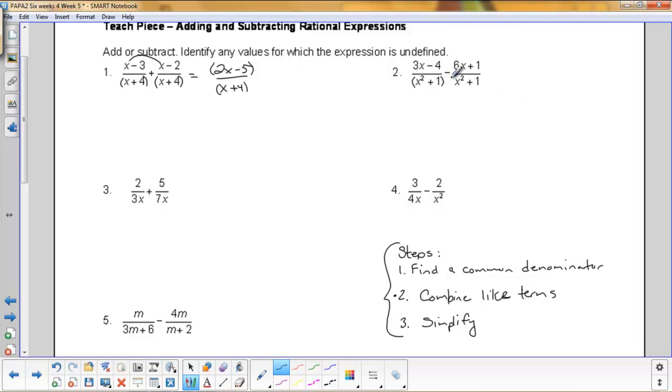Common denominators in rationals are when the quantities at the bottom are identical, and since they are, we'll move on to step number 2, which is going to be combining like terms. The important thing here is that we're now subtracting, so you're not adding 3 and 6 together, you're adding 3 and negative 6 together, which makes negative 3. X and negative 4 minus 1, which is negative 5, divided by the common denominator of x squared plus 1. Again, there's nothing to simplify, so we are done.